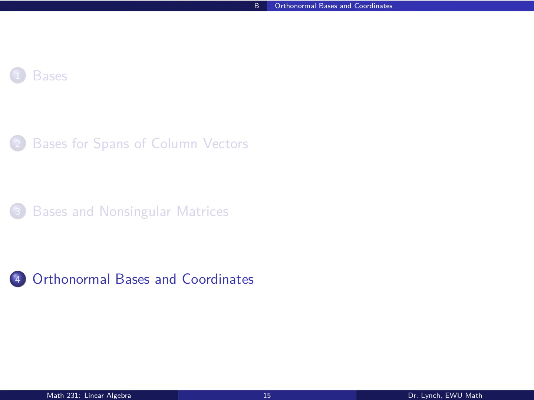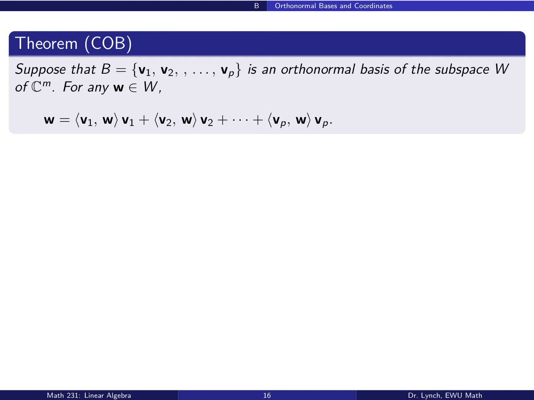Okay, so let's talk a moment about orthonormal bases and coordinates. It turns out that when B is an orthonormal basis, any element of W can be written as a really quick linear combination of B. So this is a super useful theorem. Remember that orthonormal means two things, right? Orthonormal means an orthogonal basis, which is also full of unit vectors, right? So each of those vectors has norm 1.